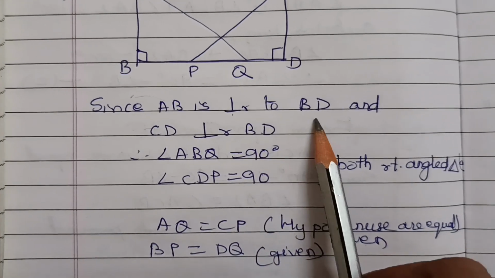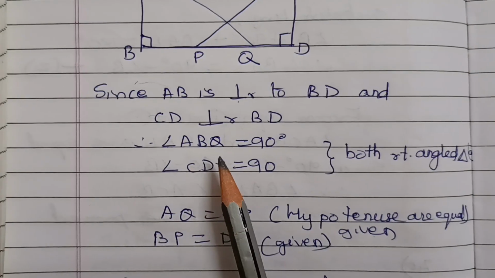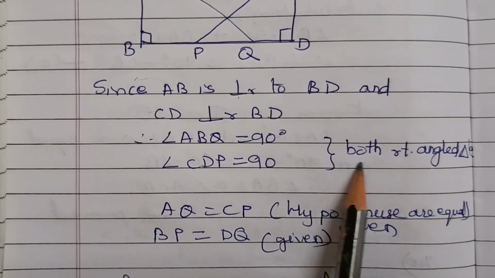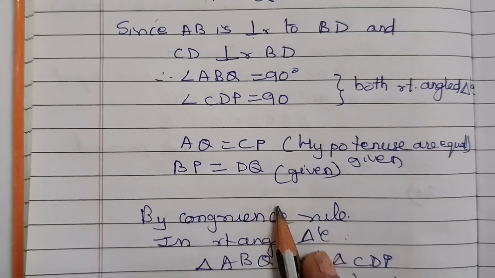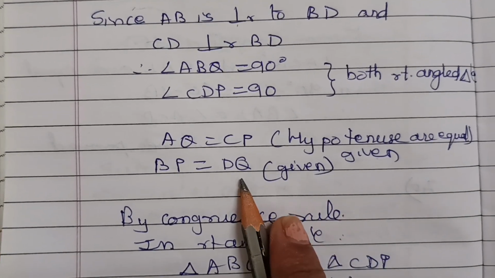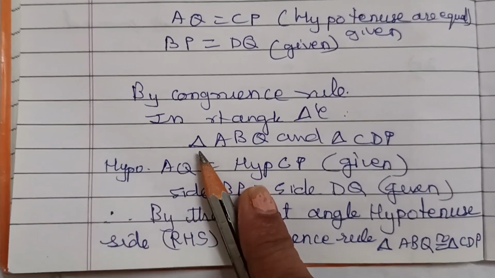Since AB is perpendicular to BD and CD is perpendicular to BD, therefore angle ABQ is equal to 90 degrees and angle CDP is also 90 degrees. Both are right angle triangles. So AQ is equal to CP, the hypotenuses are equal, which is given, and BP is equal to DQ is also given.